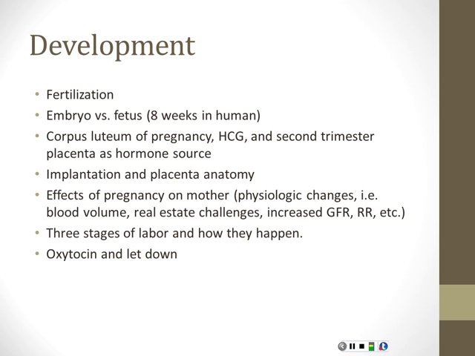And then oxytocin and letdown. Oxytocin plays 2 principal roles in the female. One is at delivery. Oxytocin is what gets the uterus to contract. But then oxytocin is also what triggers letdown in the mammary glands. So as the baby starts to feed, oxytocin is released from the brain. The oxytocin causes the breast glands to push milk out towards the infant, and then the infant just has to swallow it.